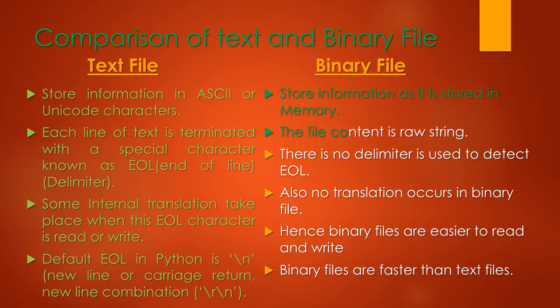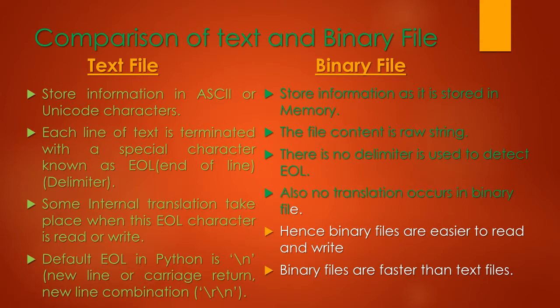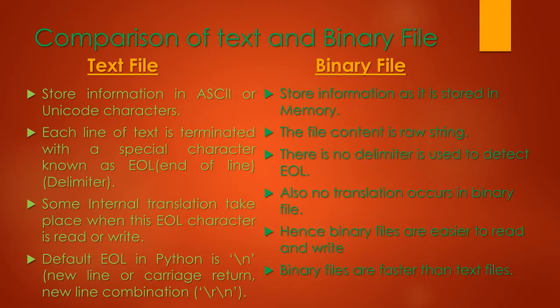Now, what is the difference between a text file and a binary file? Here is a comparison. Text files store information in ASCII or Unicode characters, which are coding techniques. Each line of text is terminated with a special character known as EOL, end of line. It is also called a delimiter. Some internal translation takes place when the EOL character is read or written. The default EOL in Python is new line, or carriage return with new line, that is \r\n.